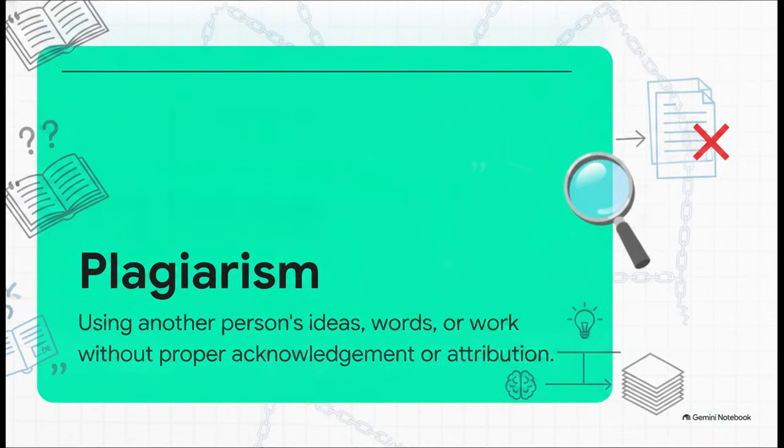When we drop the ball on referencing, we stumble into plagiarism. And look, this isn't always intentional theft. It totally includes accidental missteps, like changing just a couple of words while keeping the exact same sentence structure, or dropping in a data table without saying where you got it. It fundamentally undermines the scientific process we're trying so hard to contribute to.